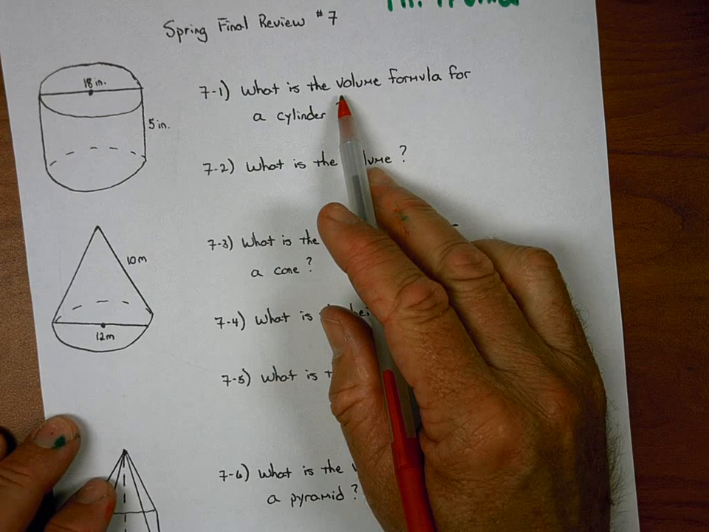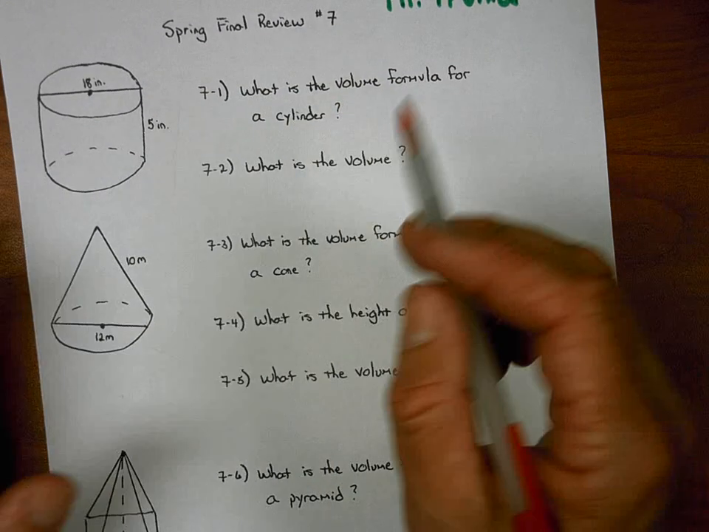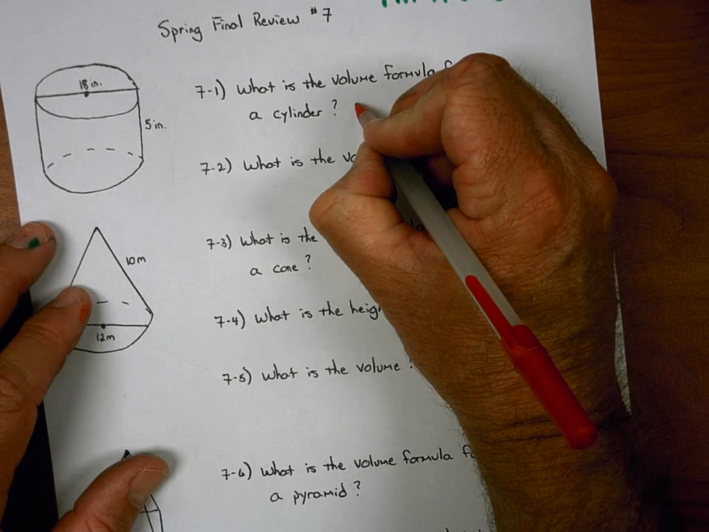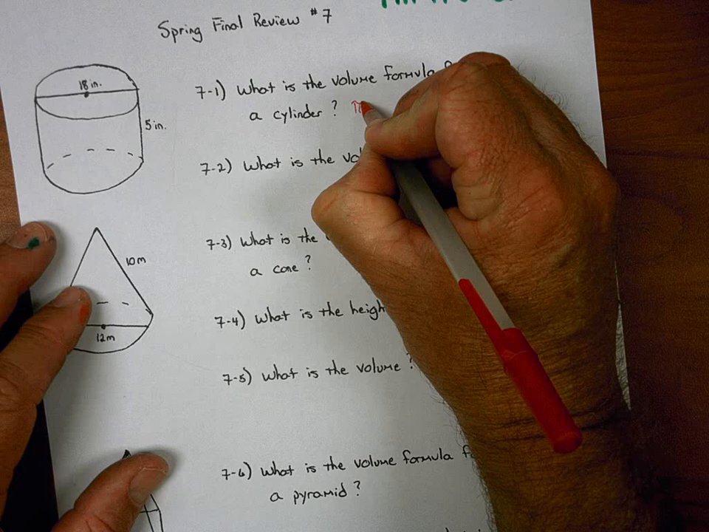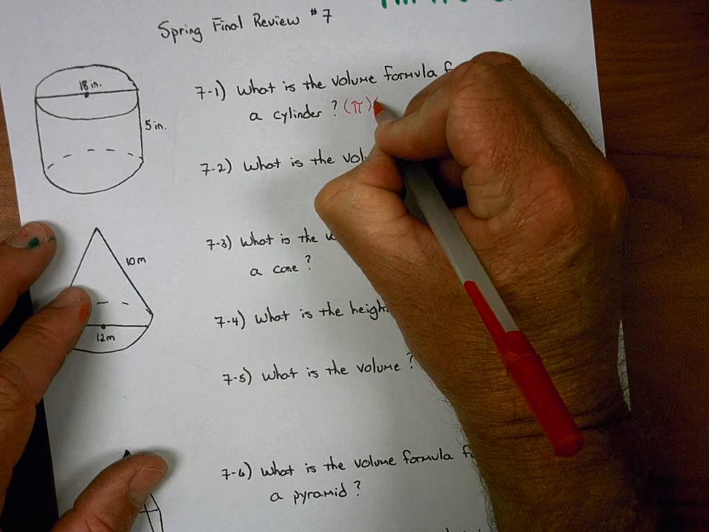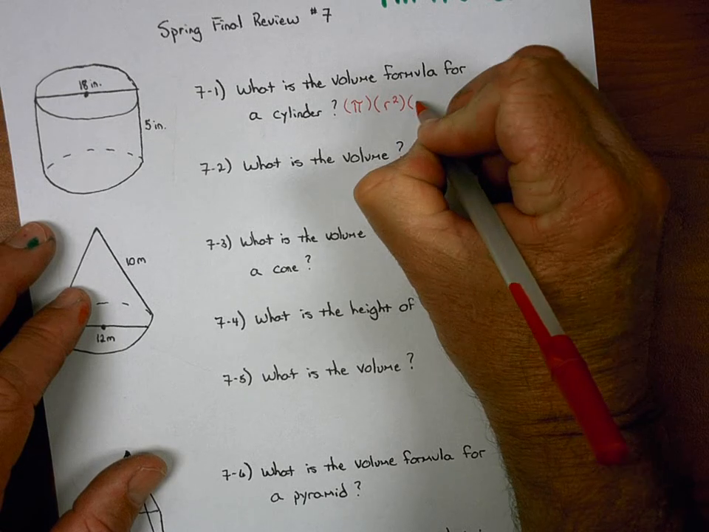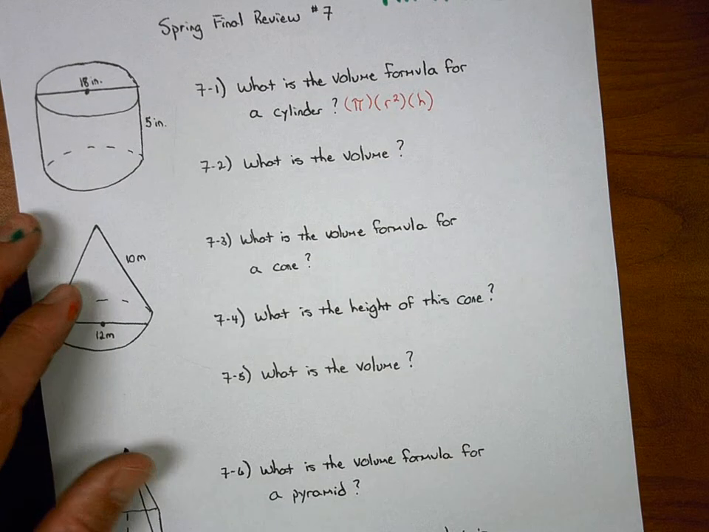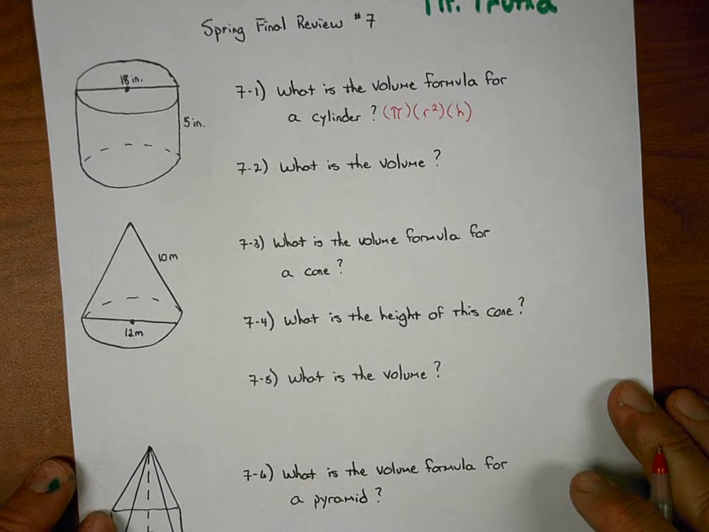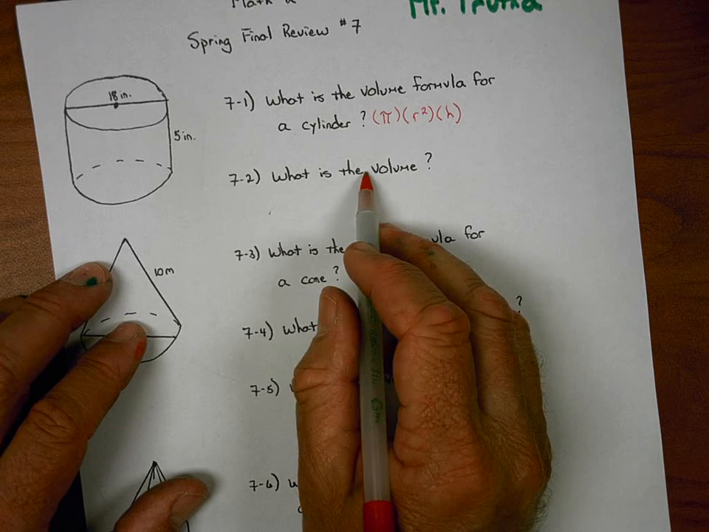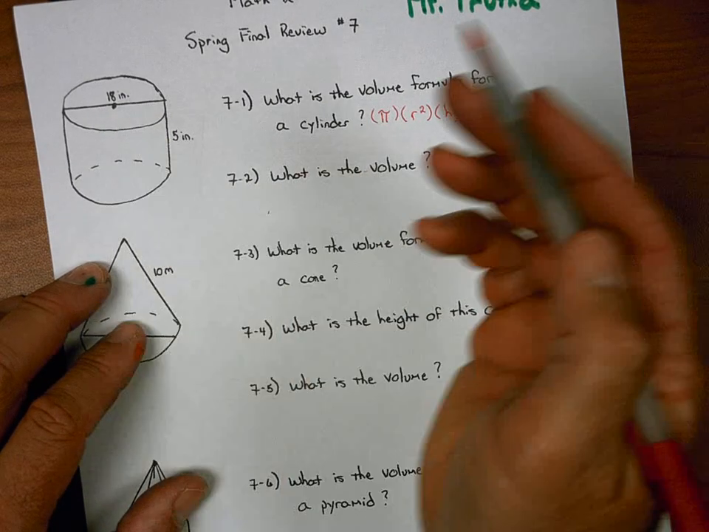So 7-1, what is the volume formula for a cylinder? Remember the volume for a cylinder is, we're going to take the number pi, multiply it by the radius squared, and then multiply it by the height of the cylinder. So pi times radius squared times the height. So what is the volume for this cylinder right here?